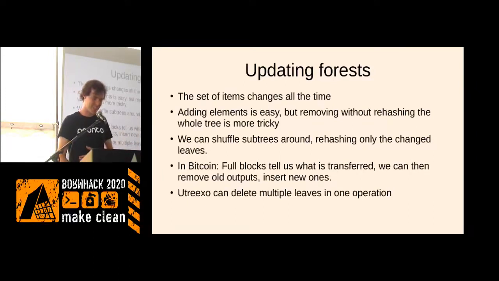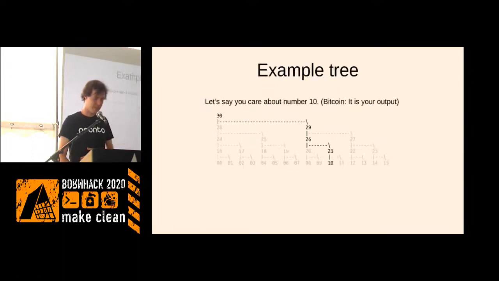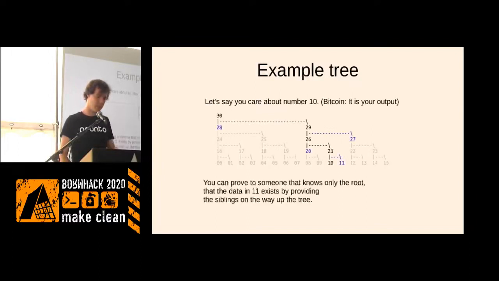Okay. So now we will. This is an example of the committing that I showed, and here again you can see 27. I don't know if you can see the colors, but yeah, 27, 28, 11, 20. Those are the auxiliary hashes, right? That we need to prove that 10 exists.